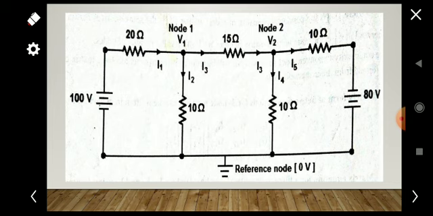for both nodes. As per KCL, the current entering the junction is equal to the current leaving the junction. Here the current entering the junction is I1, and the current leaving the junction is I2 and I3. So I1 will be equal to I2 plus I3, as you can see here.